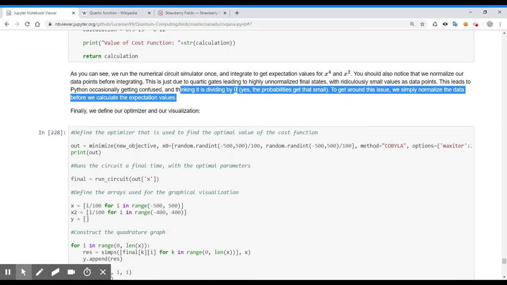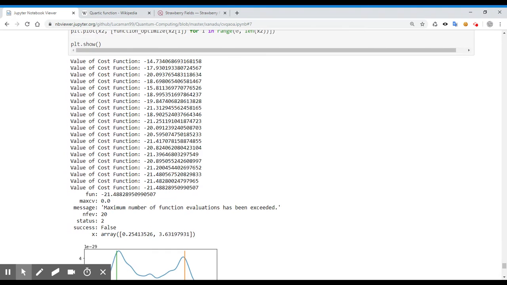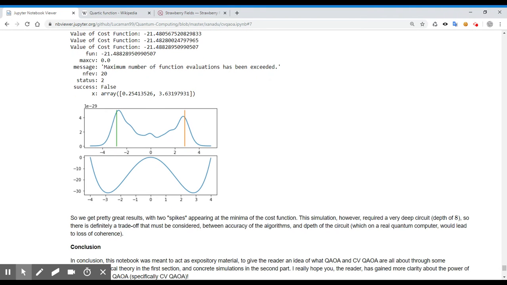And basically, visualization. Pretty good actually, if that is the function. So we get pretty great results with two spikes appearing at the minima of the cost function. This simulation, however, required a very deep circuit, depth of 8, so there is definitely a trade-off that must be considered between accuracy of the algorithms and depth of the circuit, which on a real quantum computer would lead to loss of coherence.